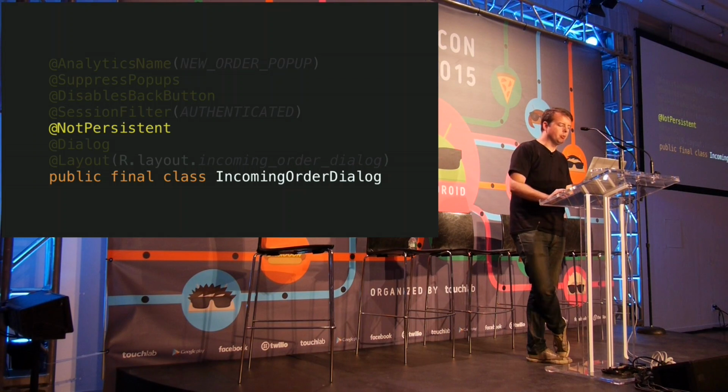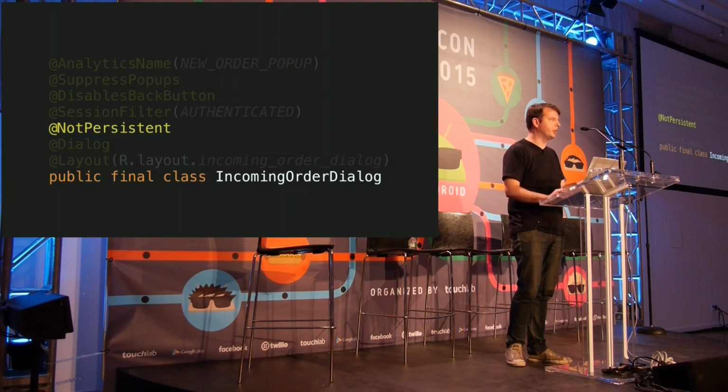This annotation, not persistent, just says don't ever come back to the screen when the app comes to the foreground. We trigger the screen based on workflow, and we don't want to trigger it based on stale information. So when you come to the foreground, we recalculate again whether you want to see it or not. We don't want it just appearing.